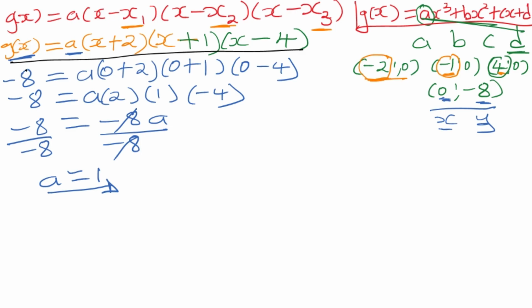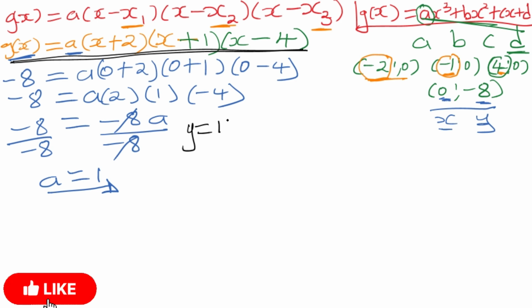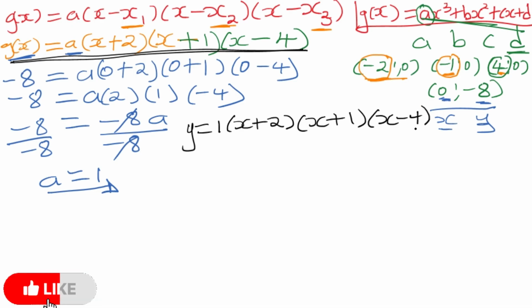Alright, so now we need to take the value of a and substitute it in this equation. So we will have y is equal to, for the value of a, we write 1. Then we have got x plus 2, here we have got x plus 1, and then we have got x minus 4. What we have to do now is multiply out the brackets, and then simplify and see what we have.